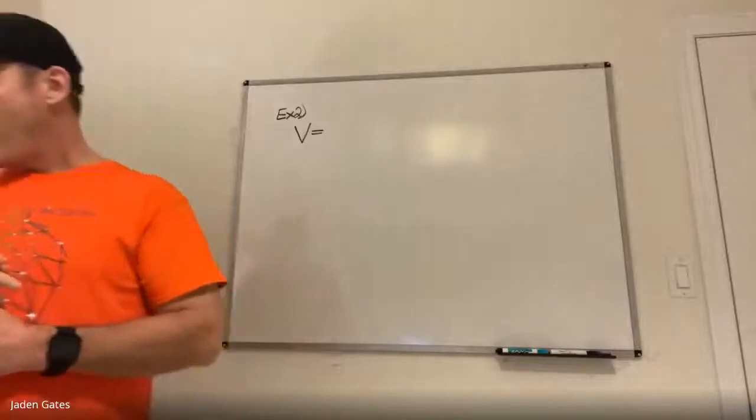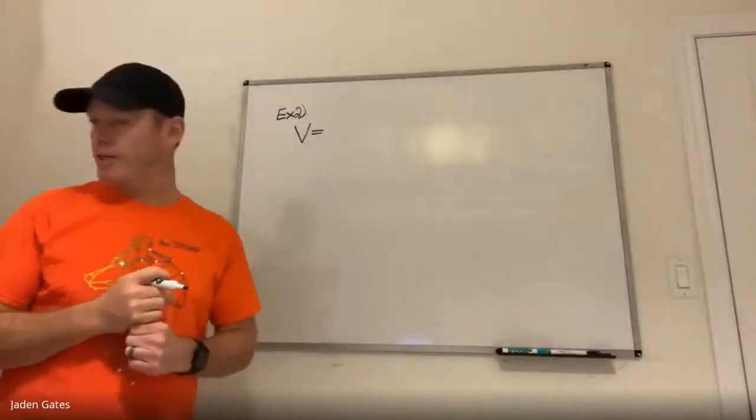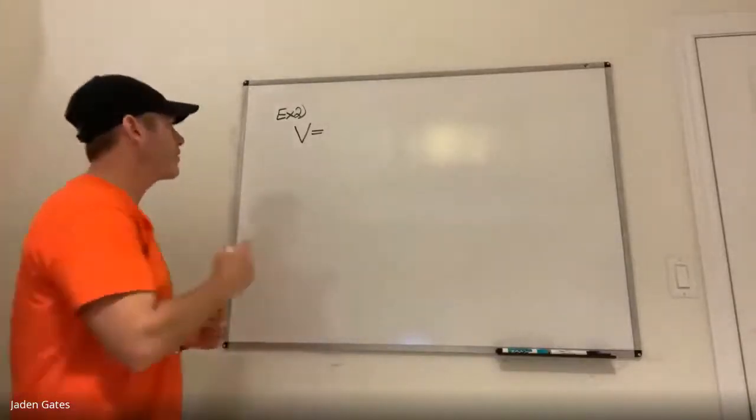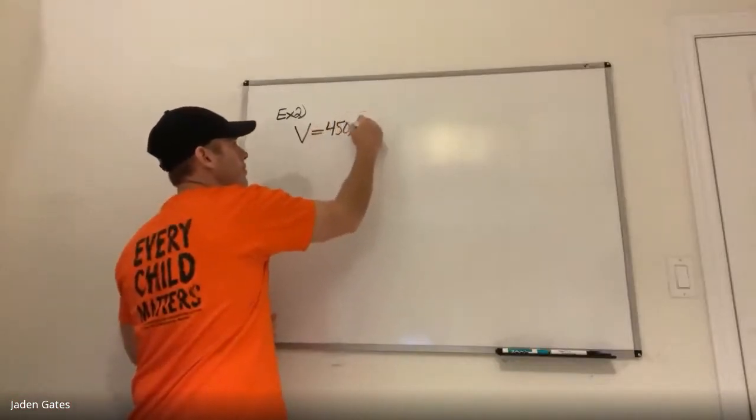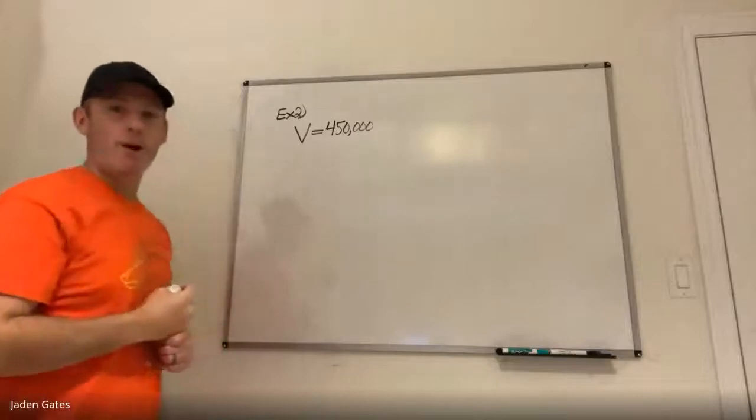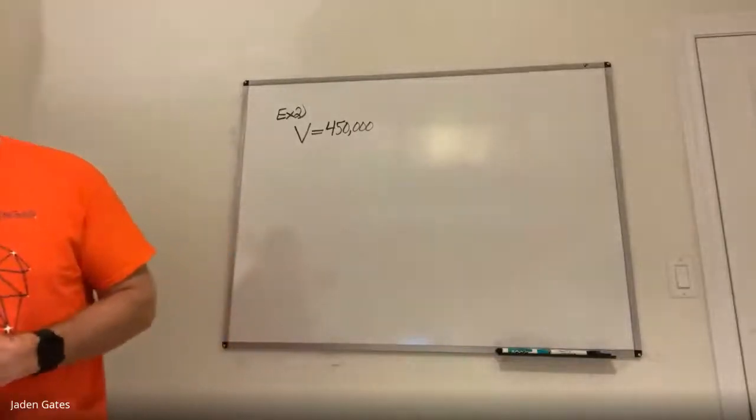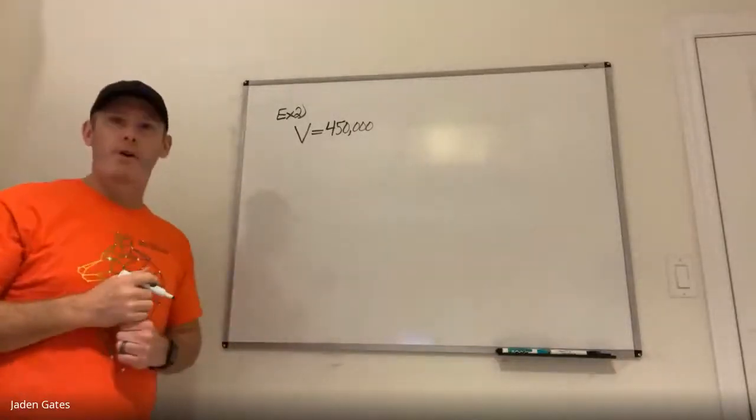Now, the starting value of this house, it says, is $450,000. So there's our A value. There's the starting amount. It is increasing at a rate of 8%.